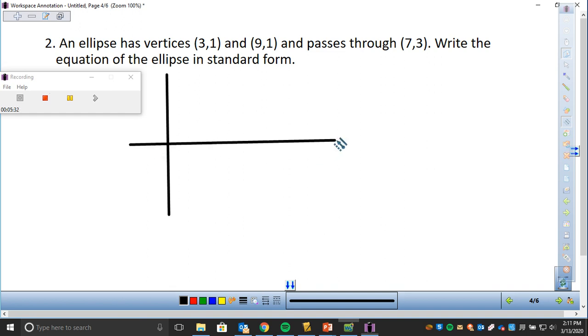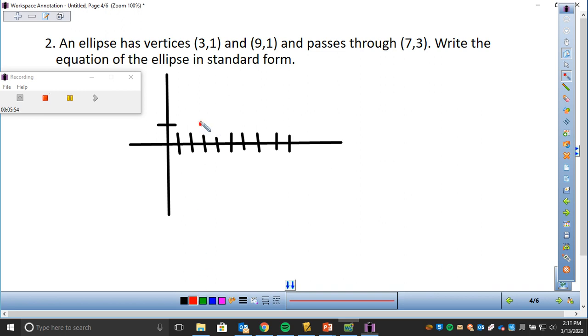So here is kind of our graph. 1, 2, 3, 4, 5, 6, 7, 8, 9. Those are roughly spaced. And then we'll put 1 here. So we have (3, 1) as one of our major vertices, and then we have (9, 1) as another one of our major vertices. So we're writing an equation now.